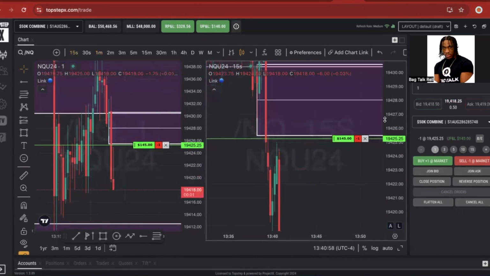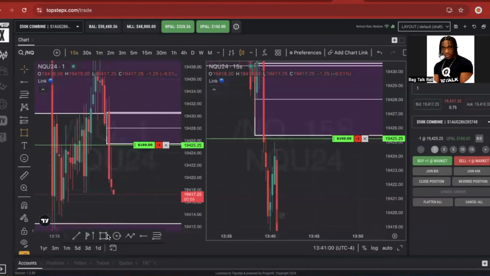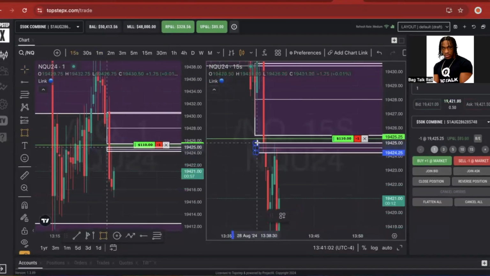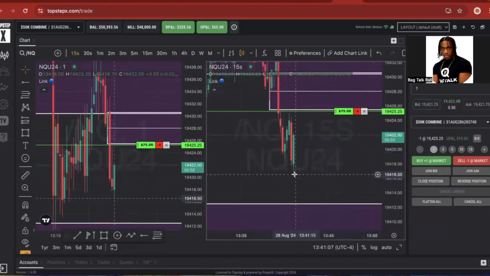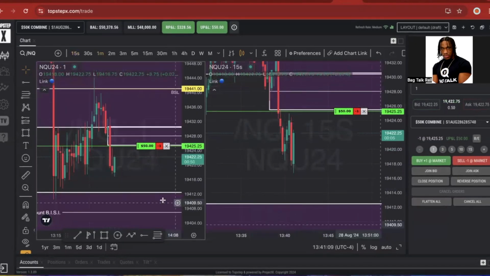So we got the rejection on the VI, right? VI rejection right there. See it? So far, so good. We lost those lows. We need to continue to the downside, of course.